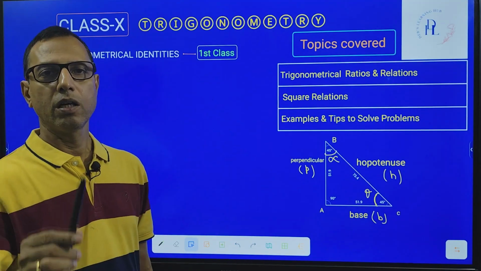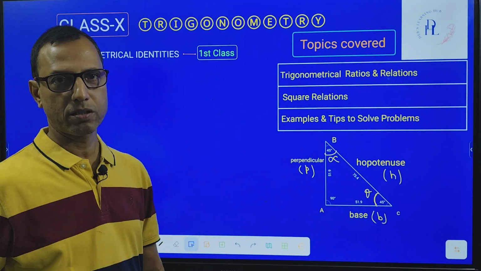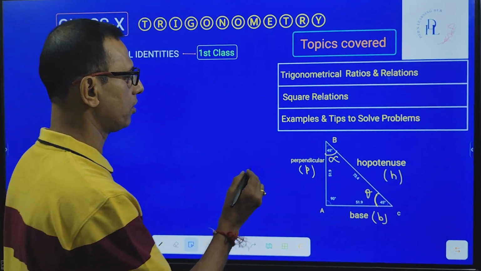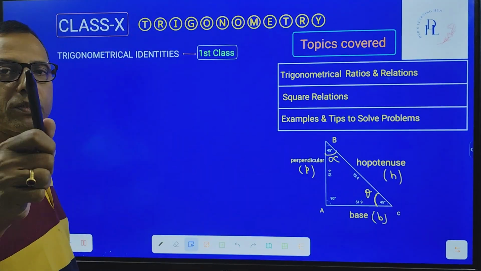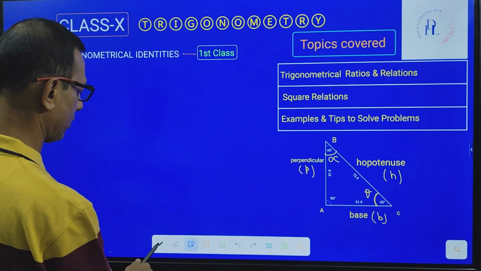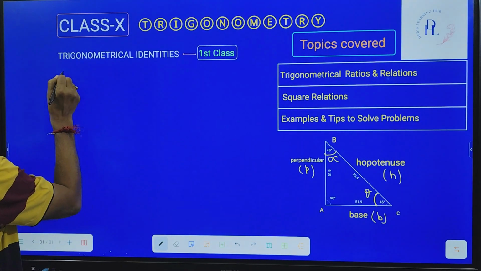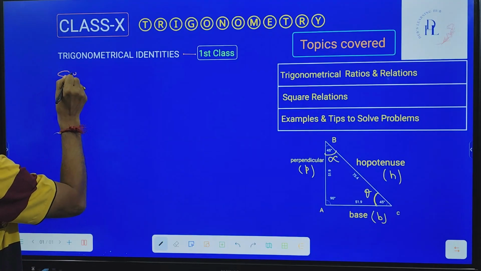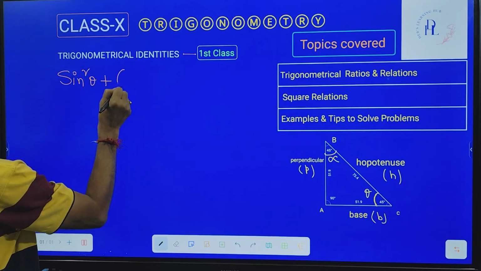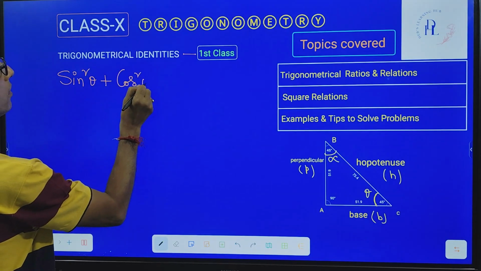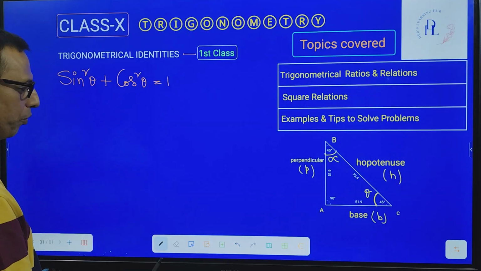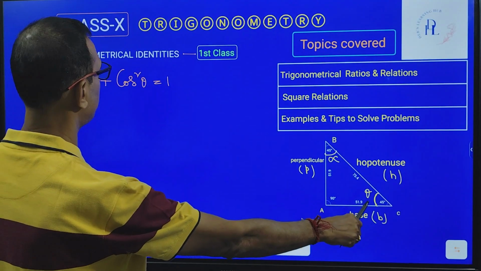Right? Now we'll do the square relations. What are the square relations? First of all, let me write it down here. And for each of the square relations, we'll prove from this triangle. So the first square relation is sin square theta plus cos square theta equals 1. How can you prove that? You can prove that straight away from here.